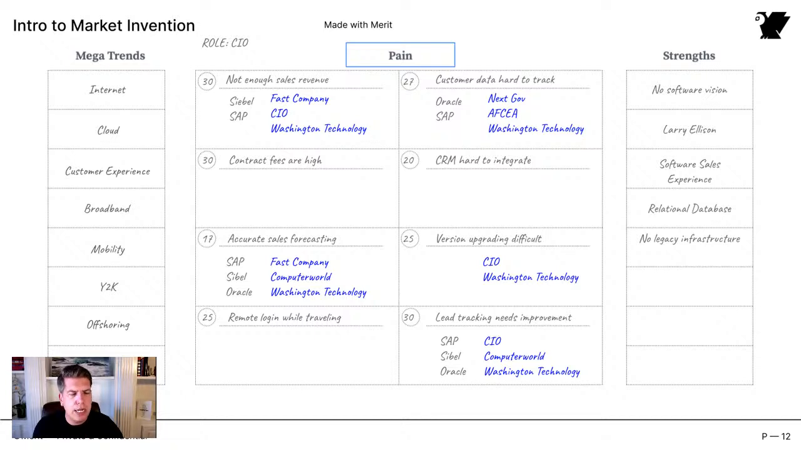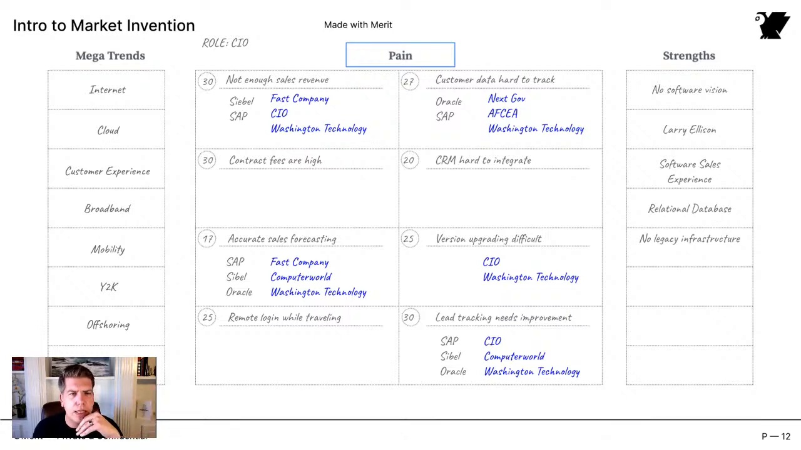So guess what you do when you're in media? Yeah, you can talk about accurate sales forecasting, but SAP, Siebel, and Oracle are already talking about it. Nobody's talking about these guys. The contract fees are high, CRM is hard to integrate, remote login when traveling. Great opportunity to talk about mobile capabilities, about how mobile is the future. Here are some mobile statistics. Back in 1999, believe me, that would have gotten media coverage. CRM is hard to integrate; this is why we're doing this app exchange. So you guys get the idea.